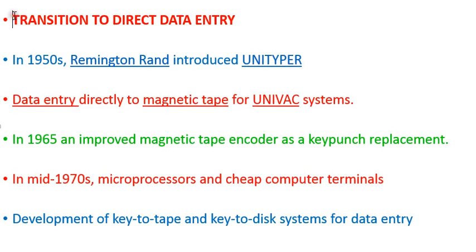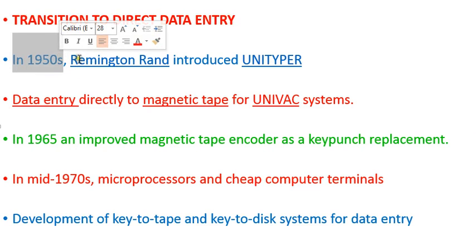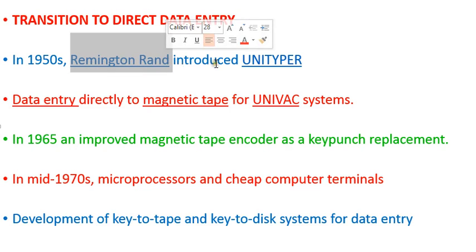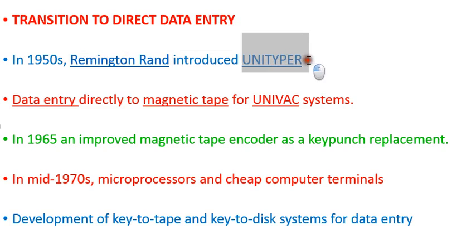Now, as the technology develops, they now have a transition from using punch cards as a means of inputting data into the computer, where they move to direct data entry into the computer. And this started in around 1950, where a company called Remington Rand introduced what they call a Unityper. This Unityper is a machine that is used for entering data directly into magnetic tape.